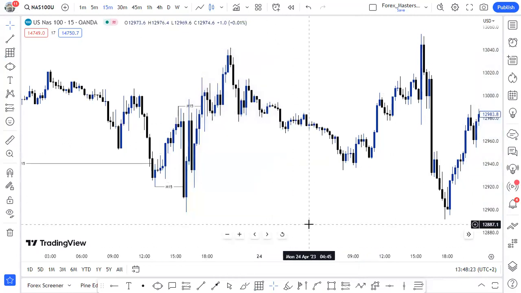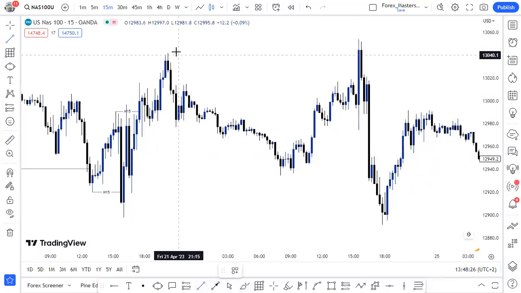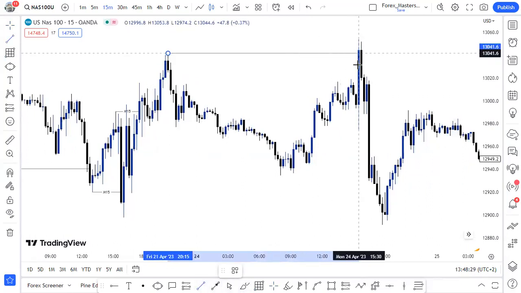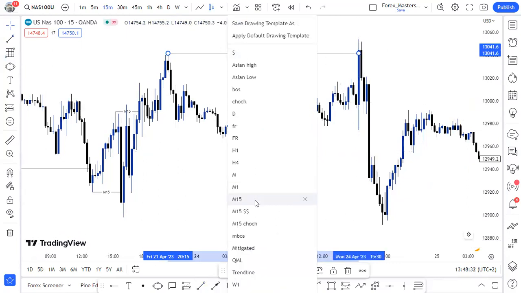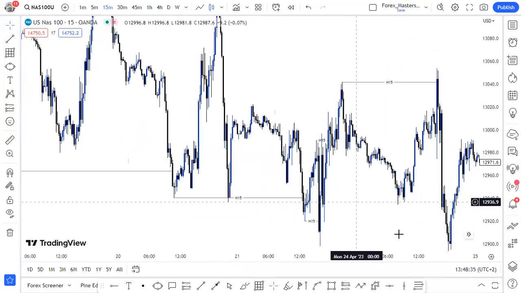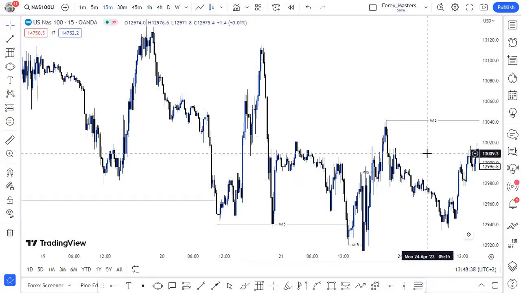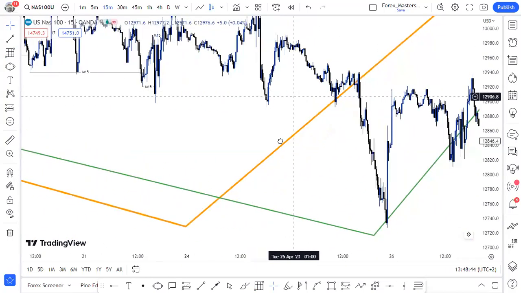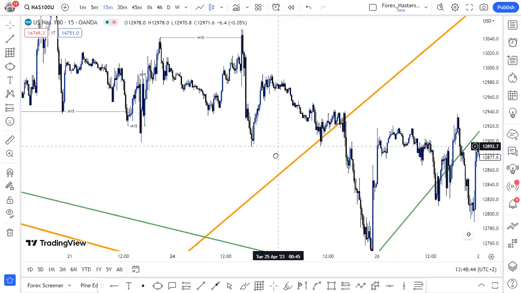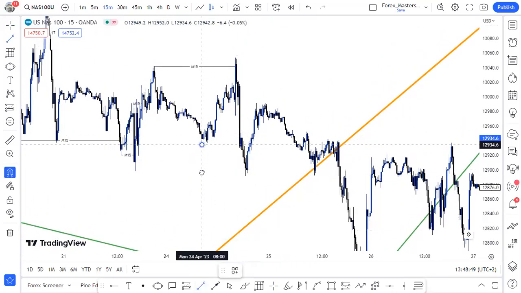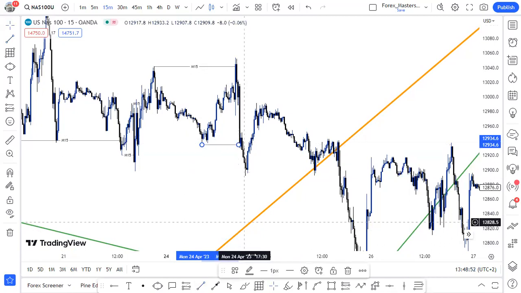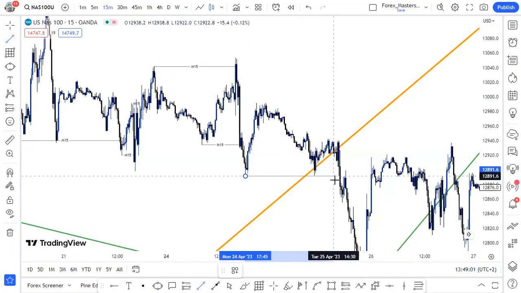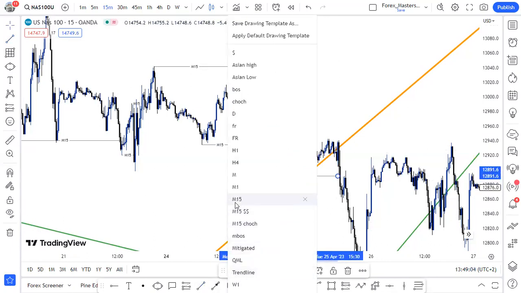And so again, we broke structure to the upside like that. So at this moment, we can say M15 is bullish until we do what? Until we break structure to the downside. Right here, price then breaks structure to the downside. We have a pullback, then we continue breaking structure on M15 to the downside. So again, we break structure to the downside like that.